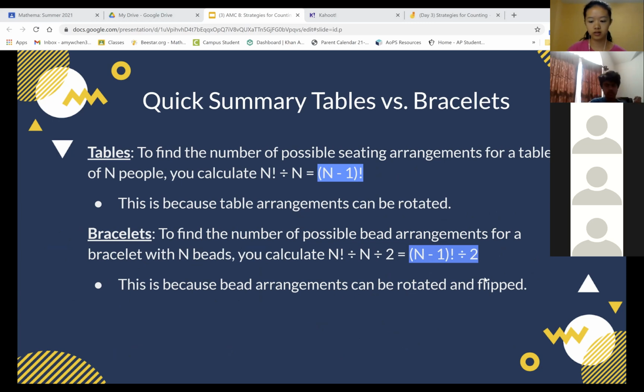Also, let's do just one more problem with bracelets. If you have 6 beads on a bracelet, how many distinct arrangements of those beads are possible? Yep, 6 factorial, but wait. Not exactly 6 factorial. You're kind of close, but you missed it.